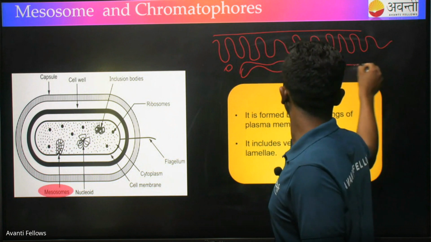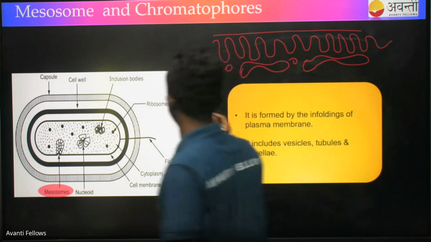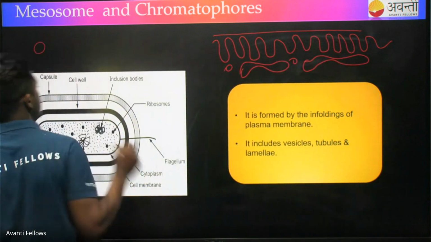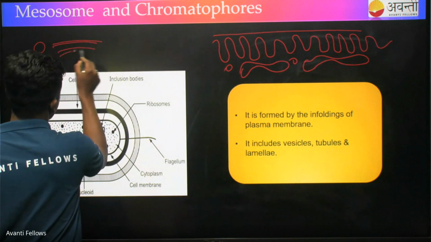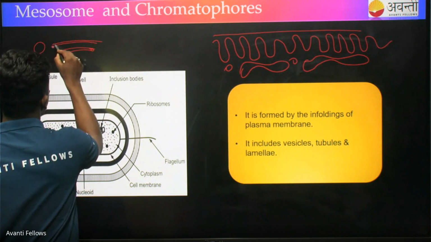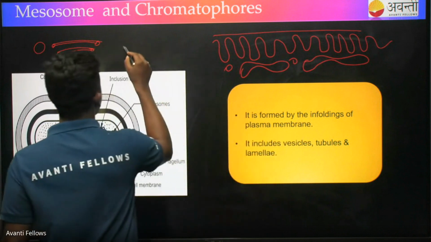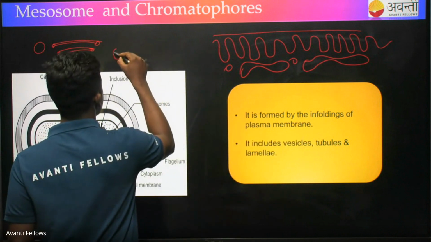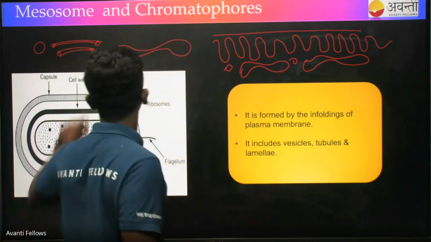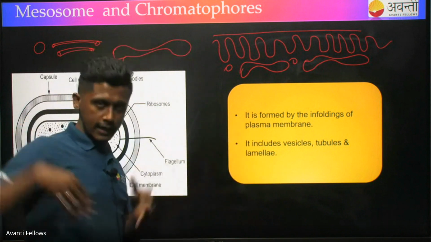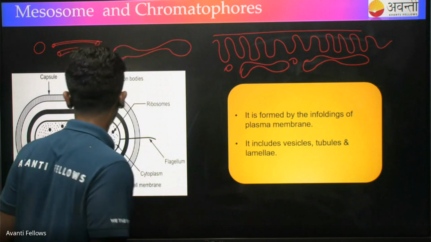Something like this. Vesicles are bubbles, and tubules, you can just understand, are tubes, pipes. These are vesicles, and these are tubules. Then you have lamellae, which are thicker at the end and thinner at the center, and they are either concave or convex in shape. That is how they are organized, and they are very important bodies.